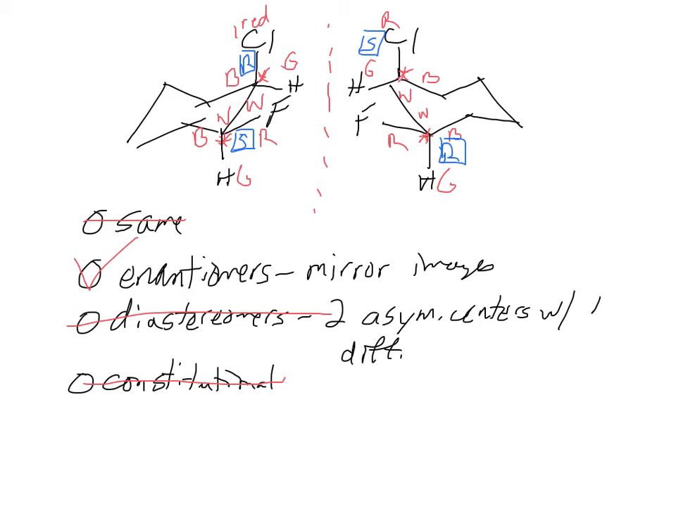So everybody see that? It makes sense that if one of these, if this was S and this was S, these would be diastereomers to each other, right? One's the same and at least one's different, they are diastereomers. Everything's opposite, they're enantiomers. Right.